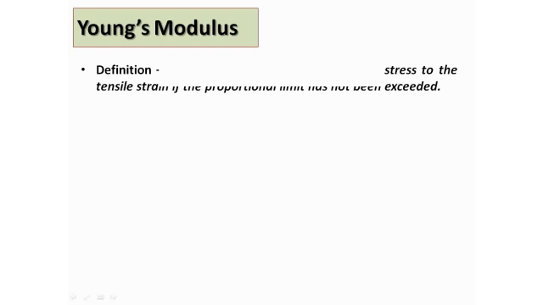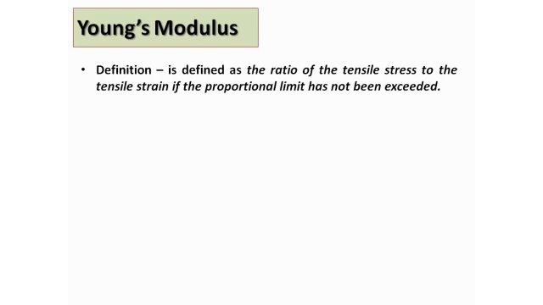The first thing is Young's modulus. So what is Young's modulus? By definition, Young's modulus is always defined as a ratio between the tensile stress and the tensile strain. If we signify Y as Young's modulus, then Y is equal to tensile stress divided by tensile strain.